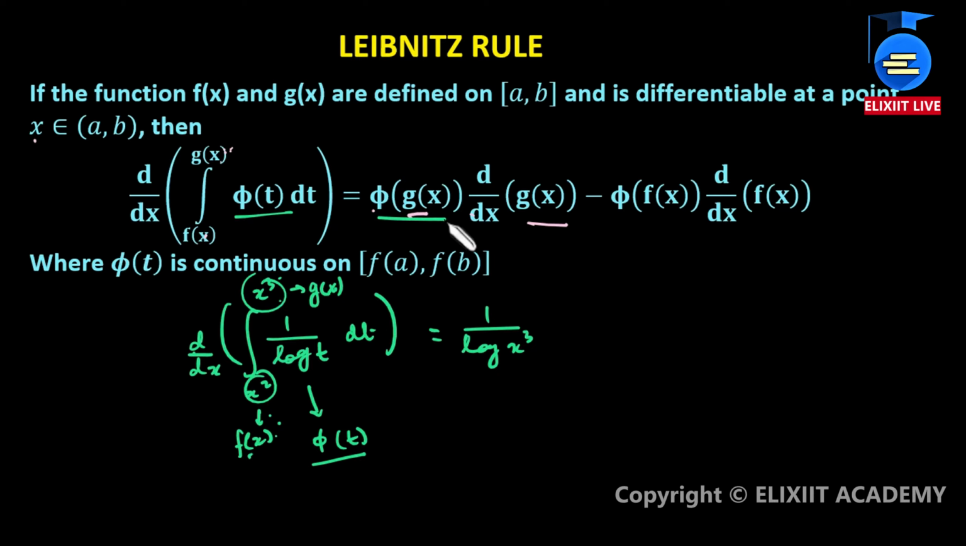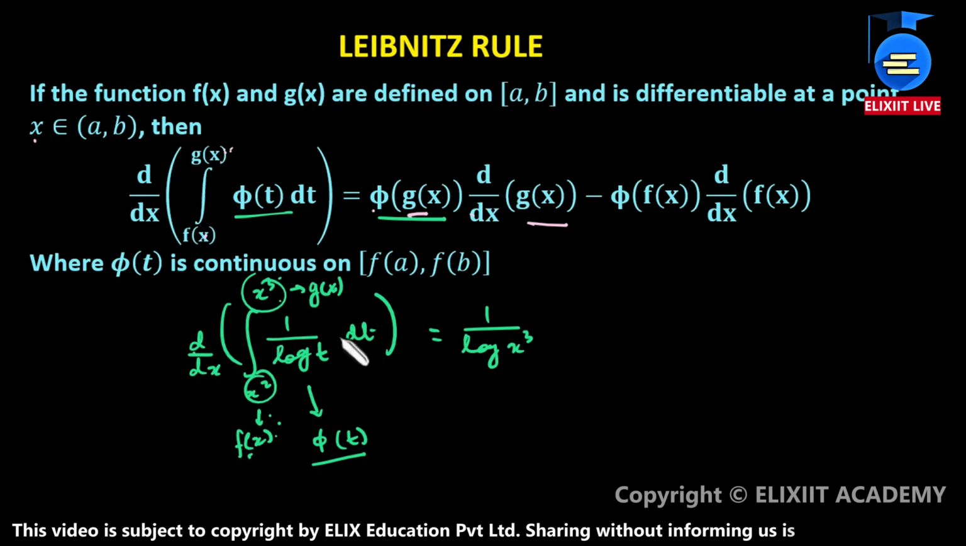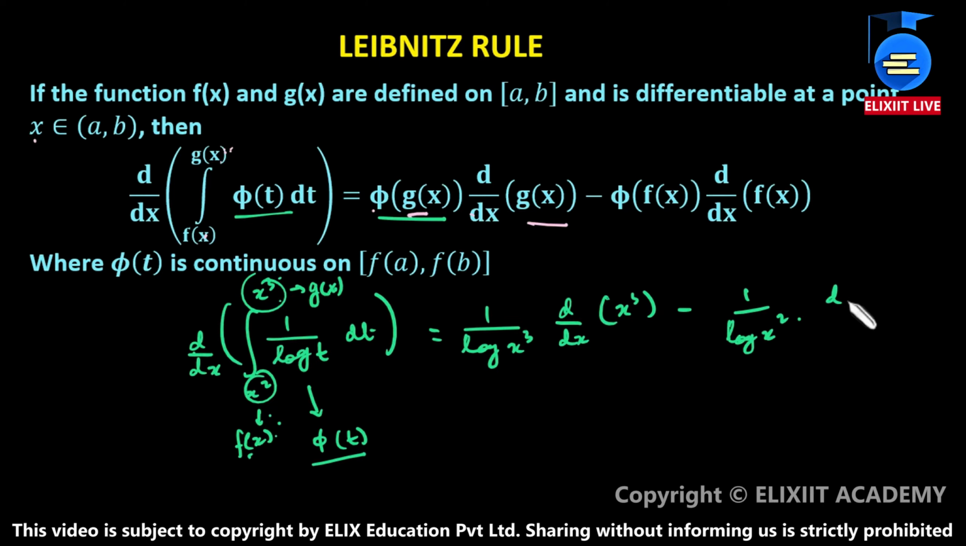So first what we have, phi of g(x). Phi of g(x) means phi of x cube, and phi of x cube, since this is phi of t, will be 1 by log of x cube. Then we have differentiation of g(x), differentiation of x cube, minus phi of f(x). Similarly we have phi of f(x), this is phi of t, so phi of f(x) will be phi of x squared. So in this case this will be 1 by log x squared, into differentiation of f(x), that is basically x squared.